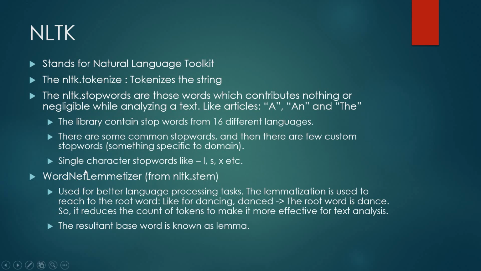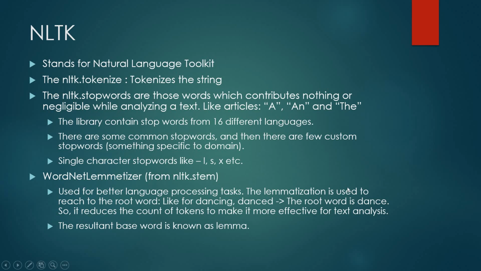Then comes the Wordnet lemmatizer. This we have also used from the package nltk.stem. Why is it used? It is used for better language processing tasks. Everything we are doing is for better language processing tasks. So lemmatization is used to reach the root word. We have to reach the word which is the root word for any word that you have used. That word could be like dancing, danced, will dance. All these things ultimately indicate dance, right? So if we have dancing, danced, will dance, will be dancing, all these things should ultimately reach the root word dance.